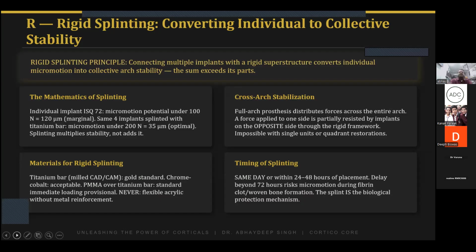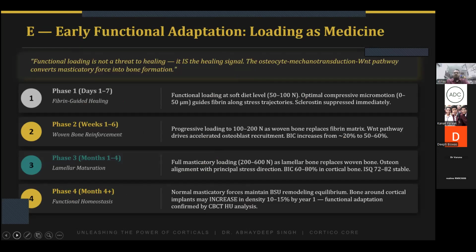The E in I-core is early functional adaptation. I told you we do not ask the patient to avoid chewing food. We ask the patient to chew food and train your corticals so that cortical thickening with Wolff's law, that I have explained, has to happen.